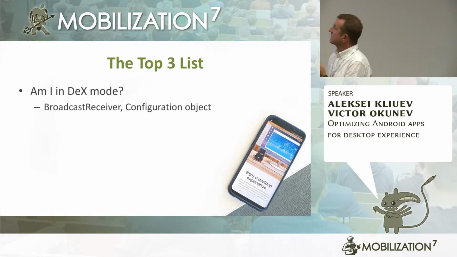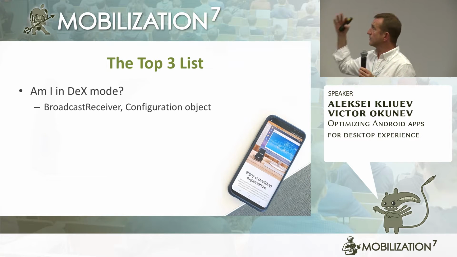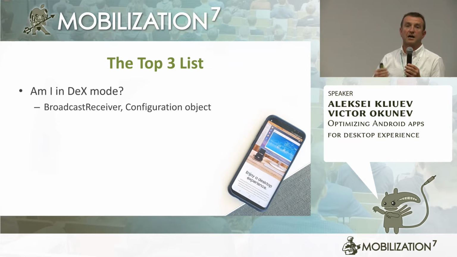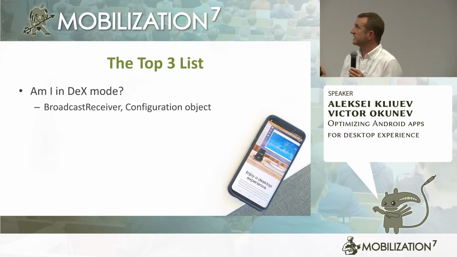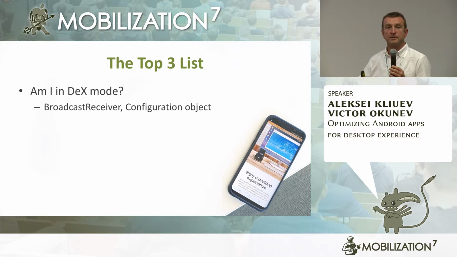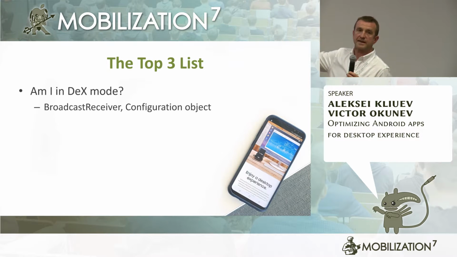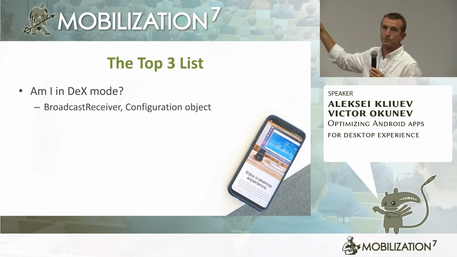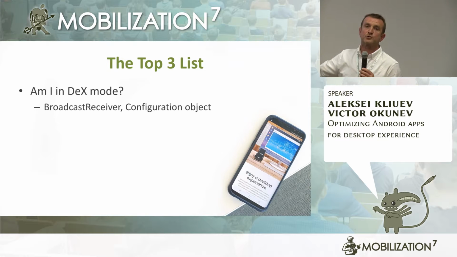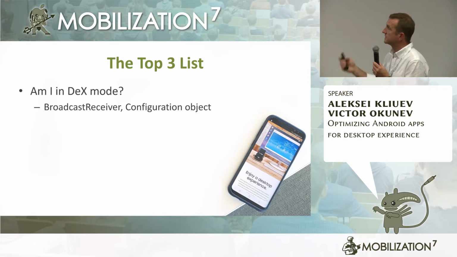OK, so there's a number of questions that we historically receive when we talk about DeX in a desktop mode. First question is how to determine that you are actually in a desktop mode within your code. For example, if you want to implement different on-pause behavior, how do you actually tell whether you run in mobile mode or in a desktop mode? You can use a number of ways. You can subscribe and analyze certain broadcasts, or you can query the Android configuration object dynamically in your code.